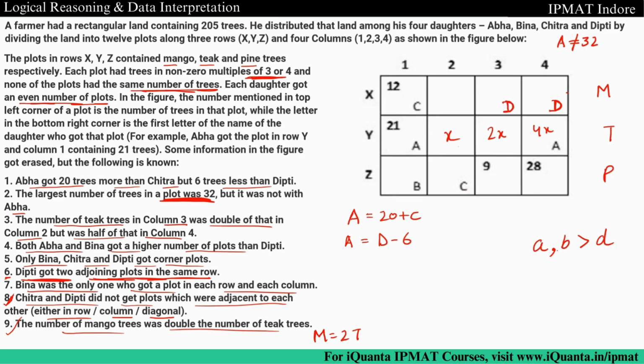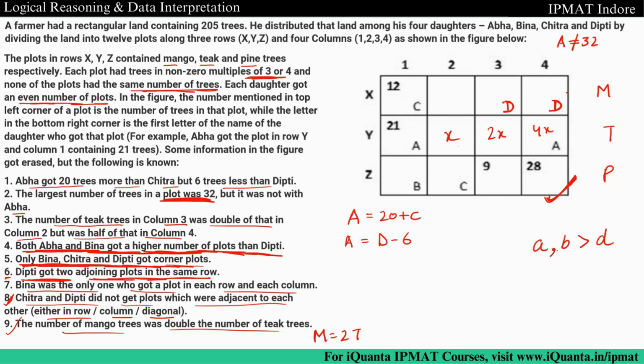Now we were given few more clues regarding the plots. One of them was the 4th one. Both Abha and Beena got a higher number of plots than Dipti. So we have to take care of this. And we also have to make sure that in the 5th one, only Beena, Chitra, Dipti got corner plots. Right? B, C, D will get corner plots. So if we talk about this corner plot over here, who will get this corner plot?